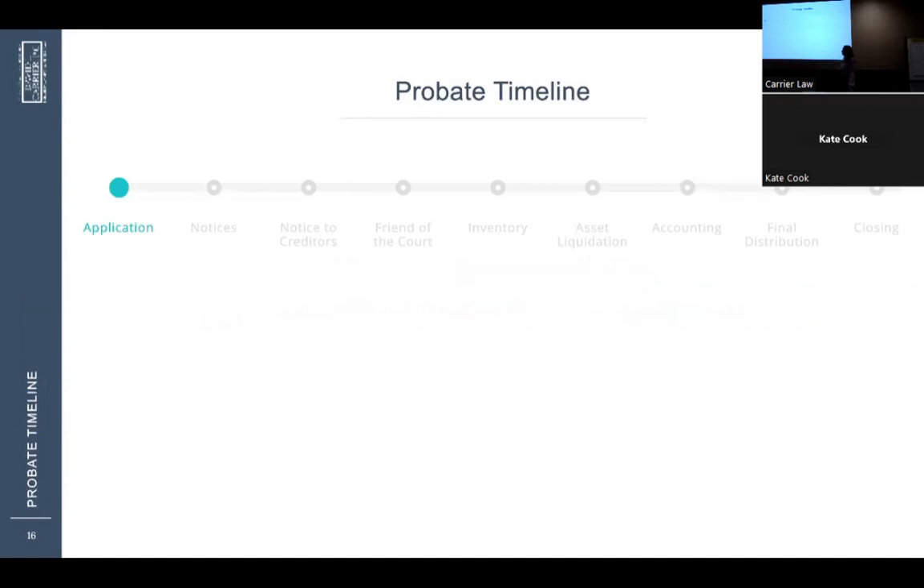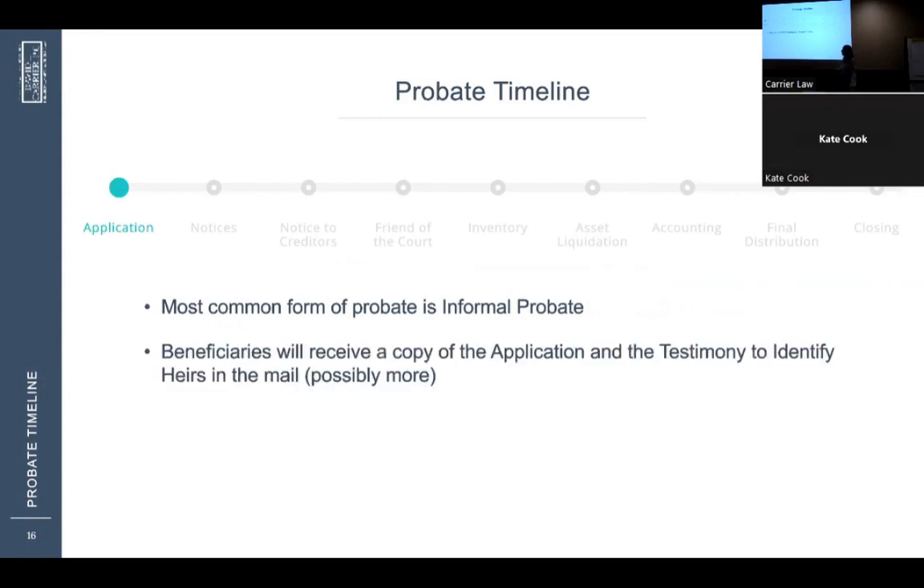The timeline for the probate process is similar in some ways to trust administration, but does vary in others. The first step in probate is to submit an application to the court to open a probate case. In almost every instance, this is going to be considered an informal probate. Every beneficiary will receive a full copy of the application and the testimony to identify heirs in the mail. If you happen to be a beneficiary of an estate that's being probated, you will receive a lot of documents in the mail, but 99% of the time, you don't need to do anything with those. They're just notifying you of every step of the process.